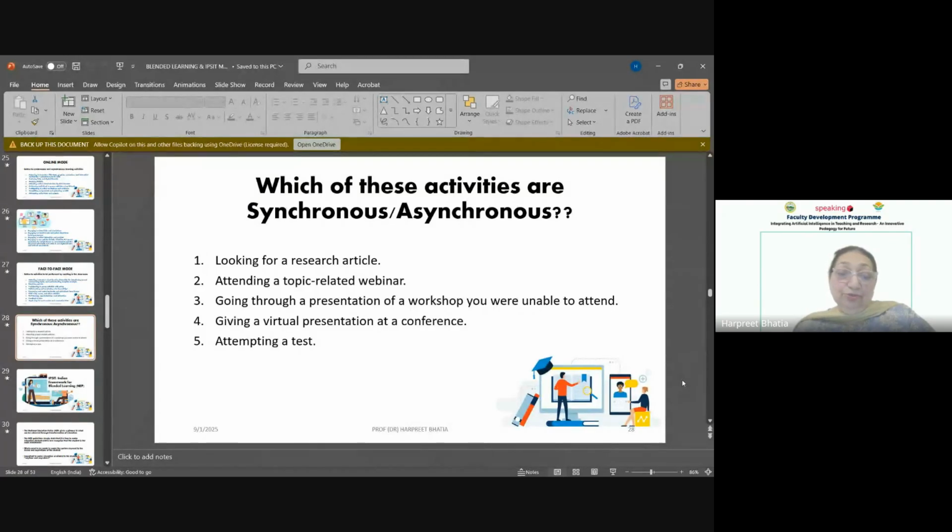Okay, so now you're going to tell me this. Which of these activities are synchronous and which are asynchronous? I'm sure you're all aware of this, but this is only for keeping everybody engaged for an hour-long session. So let me ask you, you can put the answers in the chat box. Looking for a research article would be a synchronous or asynchronous learning activity? You can write just S or A.